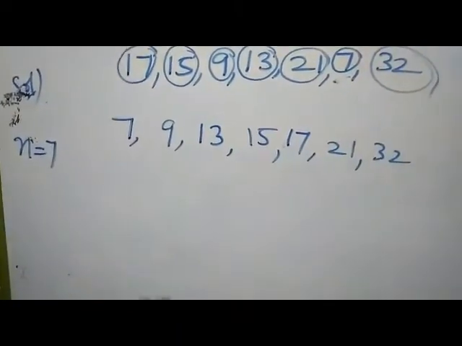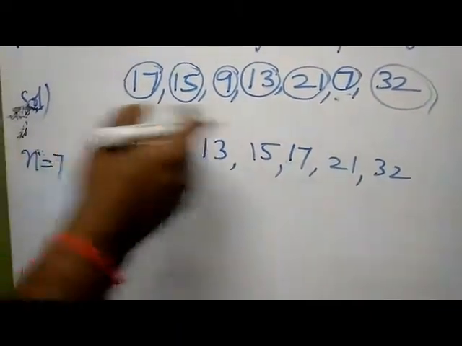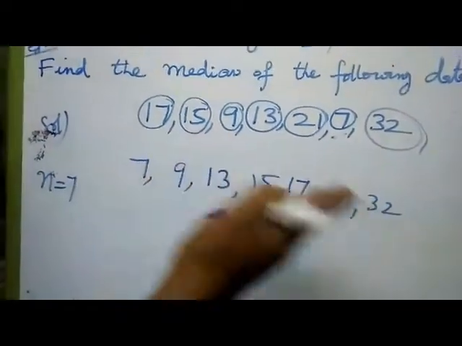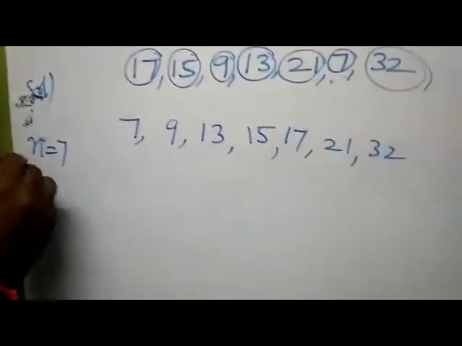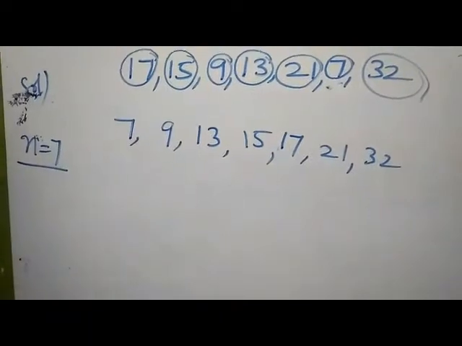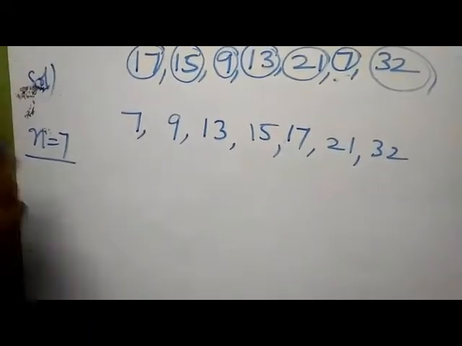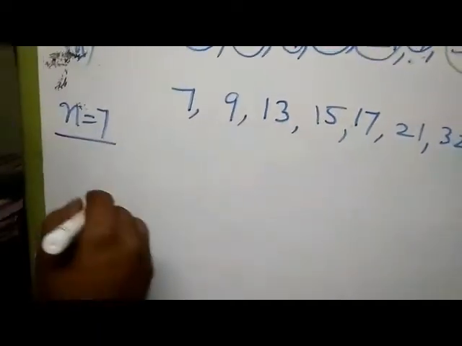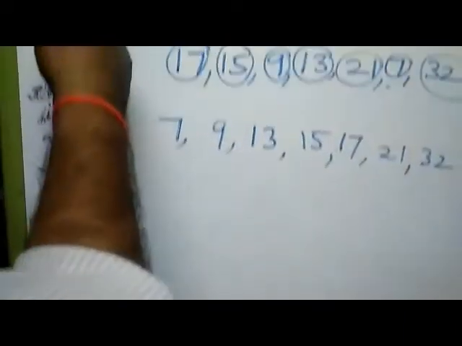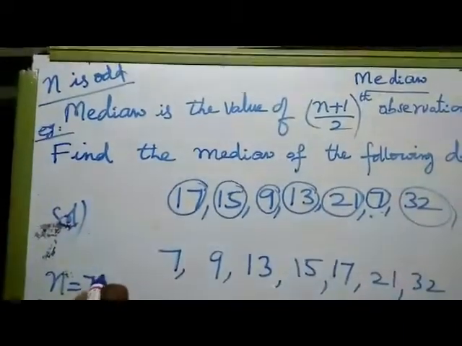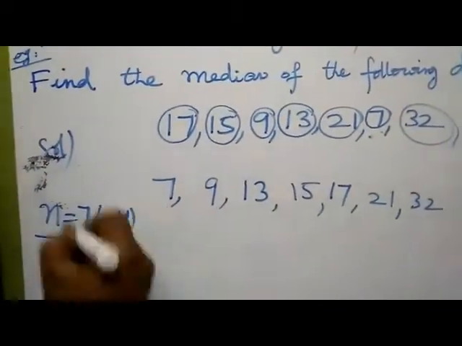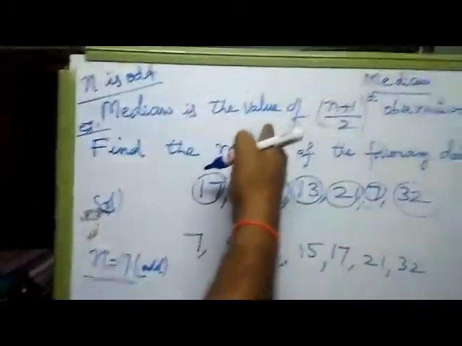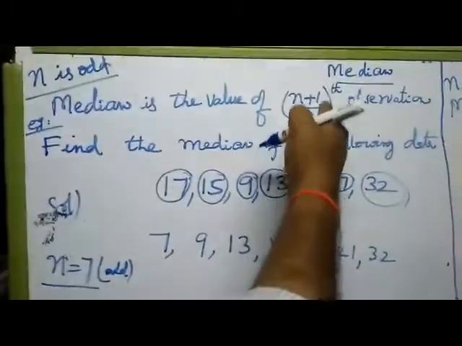Normally you can use the old method and you can cancel first and last like that, but better you learn this method also. This is very, very important for you. So n is equal to 7. If n is equal to 7, what is the formula? If n is odd, 7 is nothing but odd number, median is the value of n plus 1 by 2th observation.